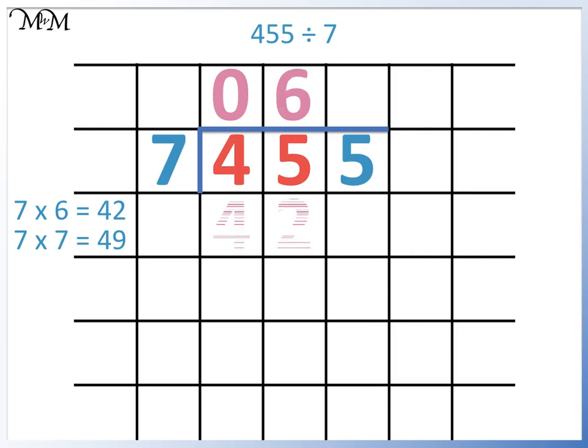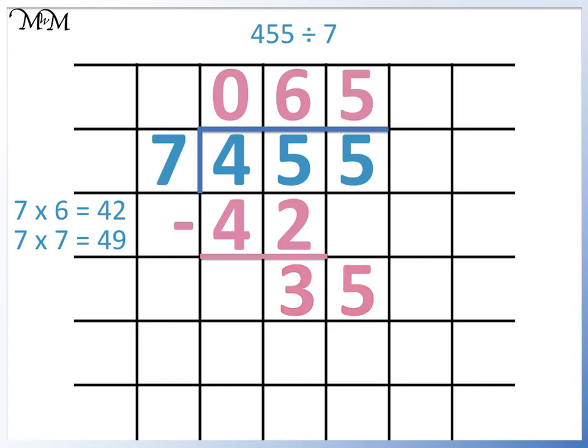7 times 6 equals 42, so we write it underneath and subtract it from 45. 45 take away 42 equals 3. The 3 is in the tens column, so it is worth 30. We bring down the 5 to make 35. 7 divides into 35 5 times, because 7 times 5 equals 35. 455 divided by 7 equals 65.